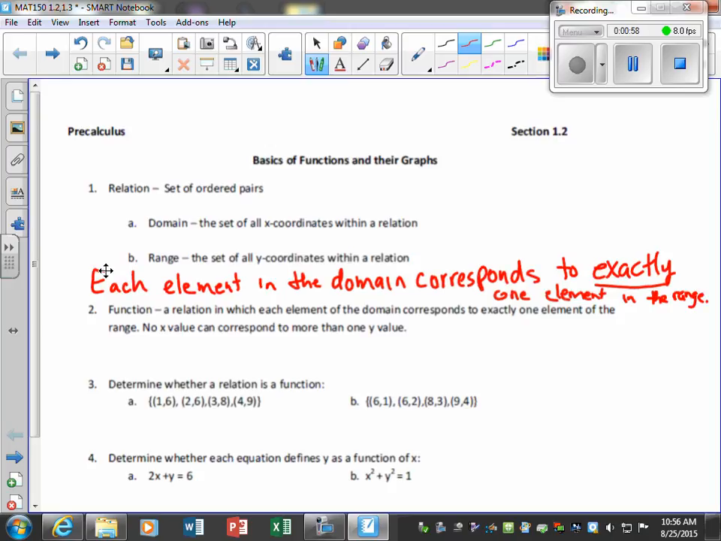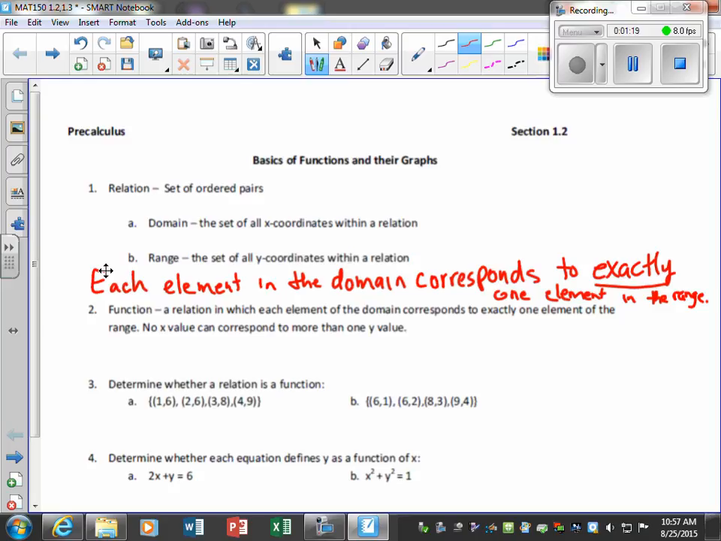Okay, so the next thing we're going to talk about is going to be function. And a function is a relation in which each element of the domain corresponds to exactly one element of the range. That's what we just said. So no x value can correspond to more than one y value. And we're going to look at a couple of examples now.